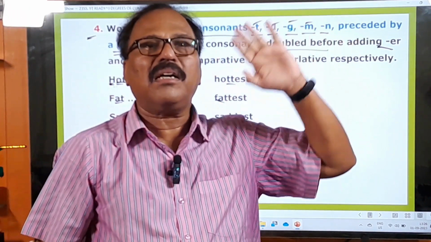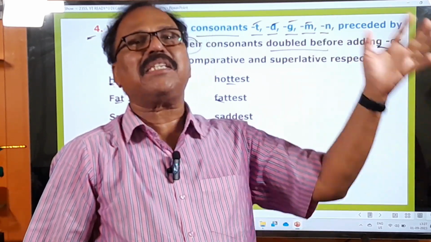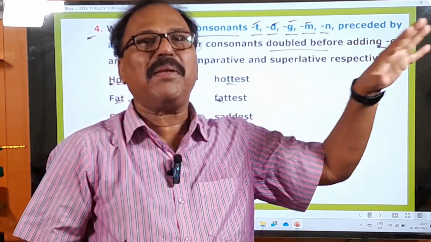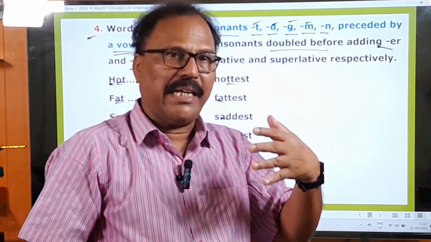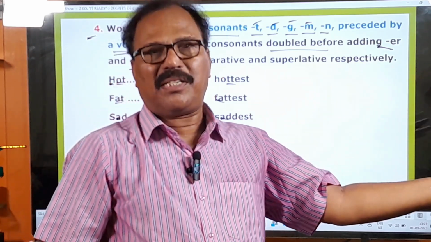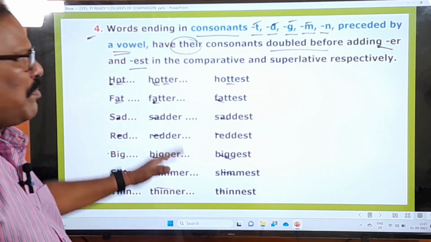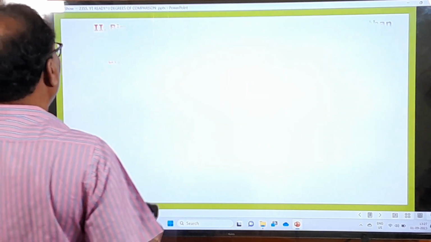So in this way, the consonants ta, da, ga, ma, na, when preceded by a vowel, will become doubled before getting added by er and est. Before you add er and est, they get doubled. These are the examples. Follow these things, and now let's go to the next one.